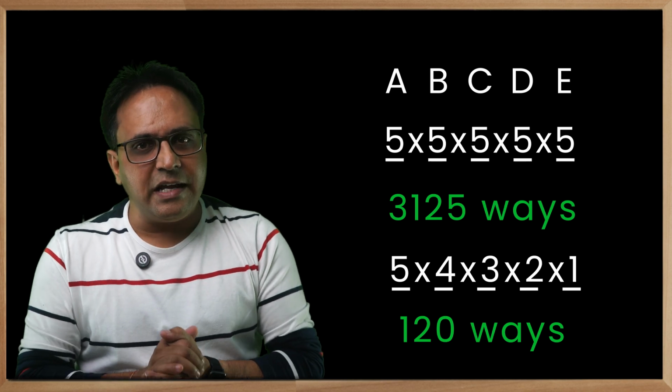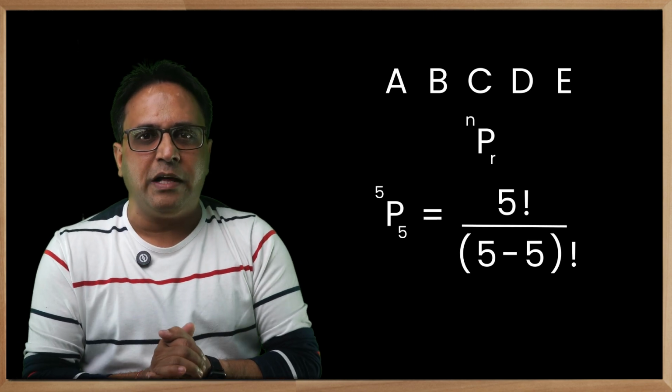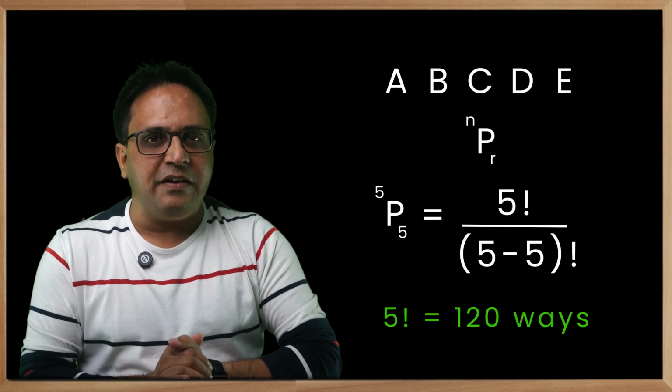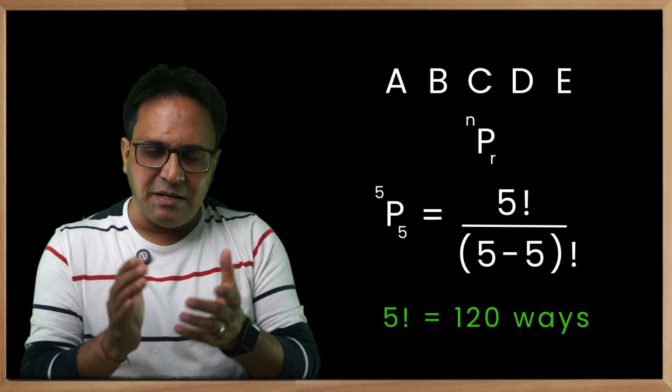Alternatively, it's an arrangement of letters, which means it has nPr to be solved, where nPr becomes 5P5, and that is 5 factorial by (5 minus 5) factorial, that is 0 factorial. And that comes out to be 5 factorial as 120. Simple, right?